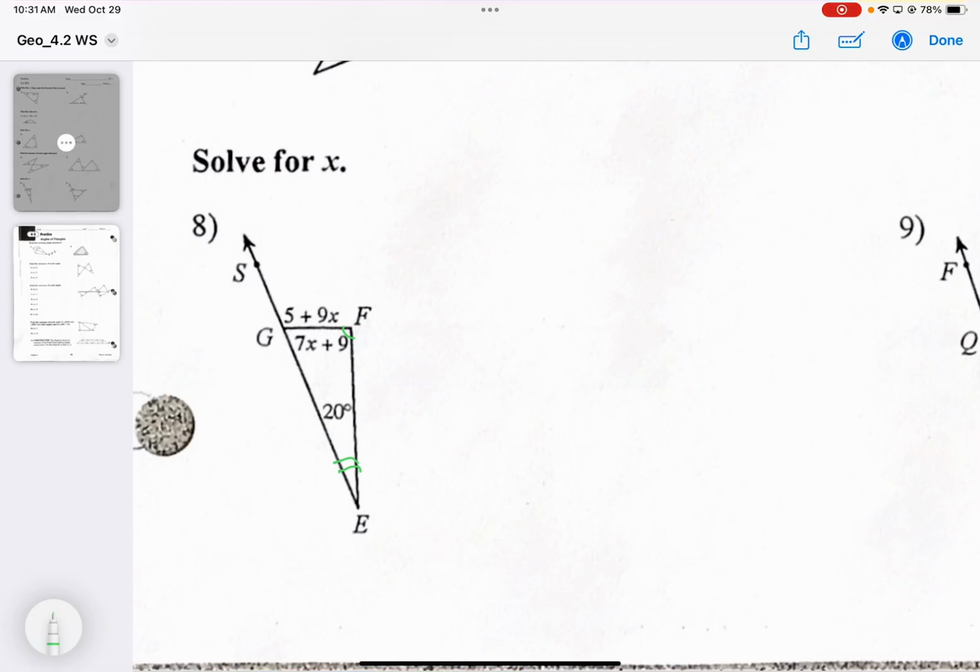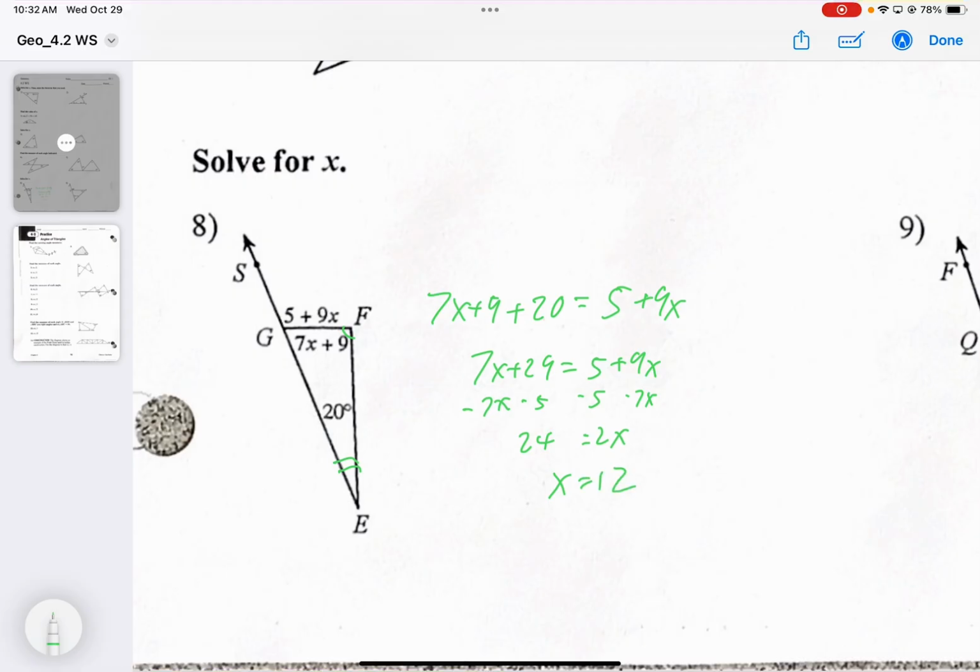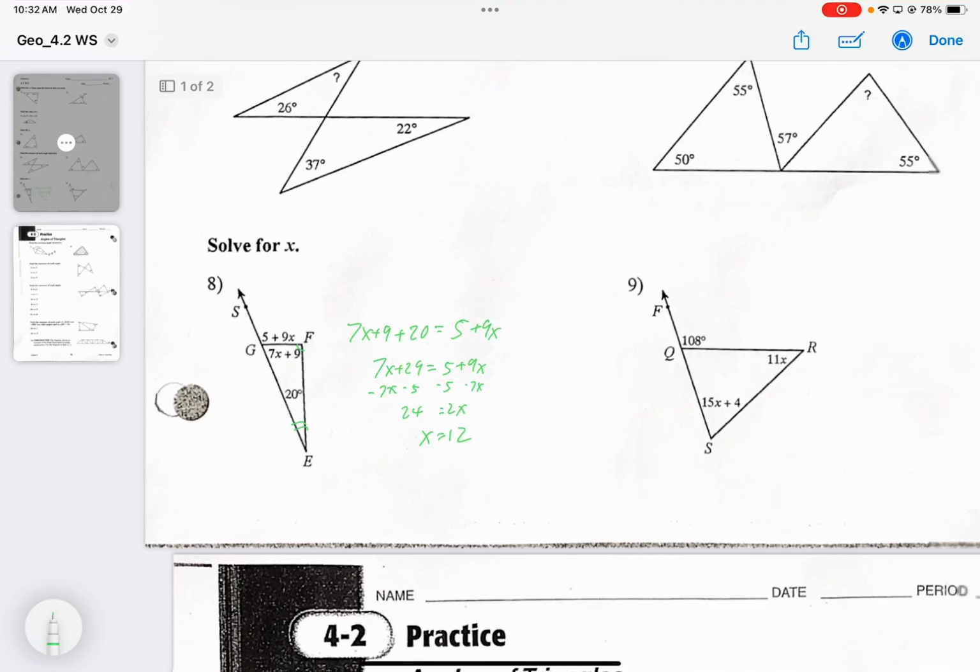So what you're supposed to do, and I know that picture is really misleading, is add together 7x plus 9 plus 20, and then set it equal to my exterior angle, which is 5 plus 9x. That's how you're supposed to go about doing it, okay? All right, so then we're going to have 7x plus 29 equals 5 plus 9x after you combine like terms. Subtract 7x from both sides, subtract 5 from both sides. You get 24 equals 2x. So you should have had x equals 12. That's what you should do for that one, okay?